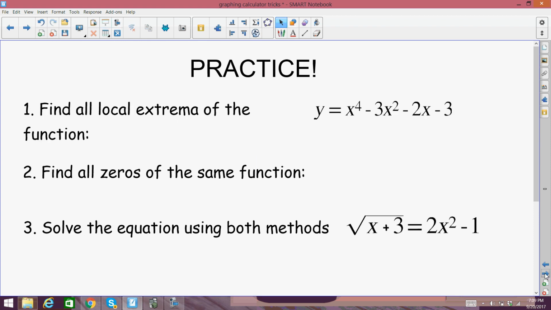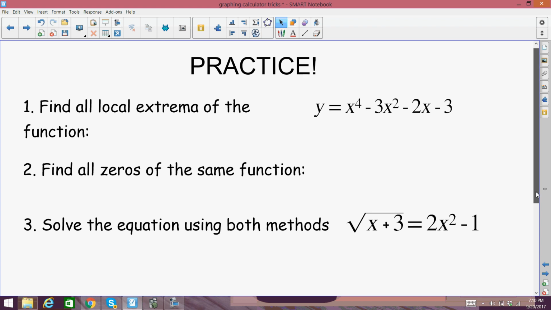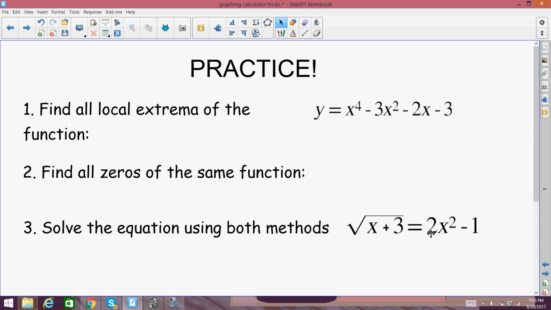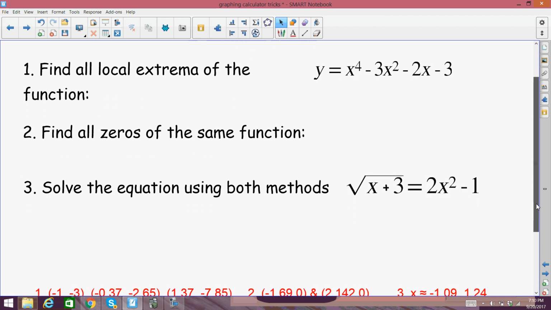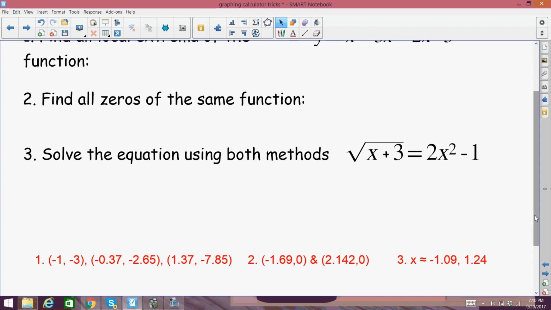So the last part of the video is just practice. Okay, so here is your practice. You can find the extrema of this function. You can then find the zeros of that same function, so you can practice those two things. And then here is an equation that will allow you to practice both methods of solving equations on your graphing calculator. And you can pause the video and do that. And after you unpause, you can see the answers here.